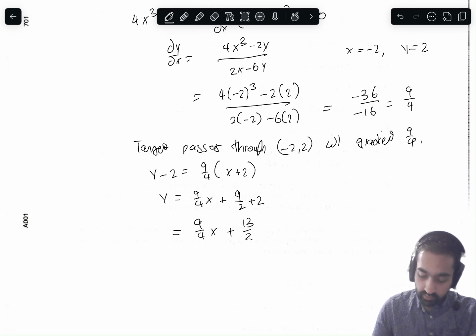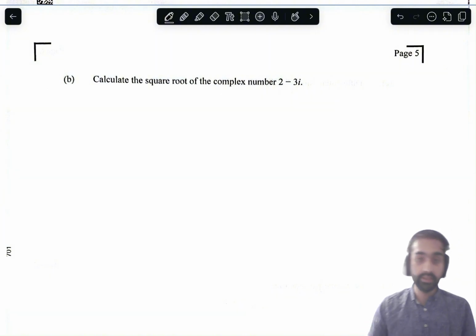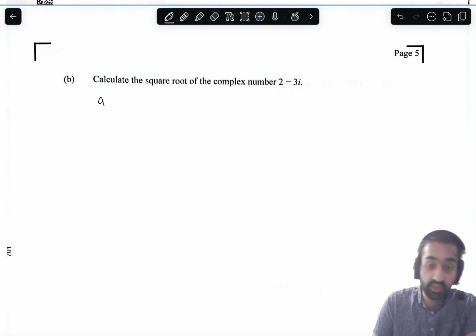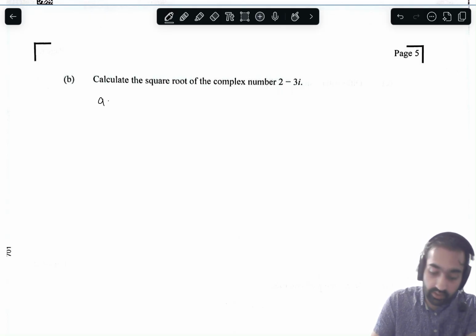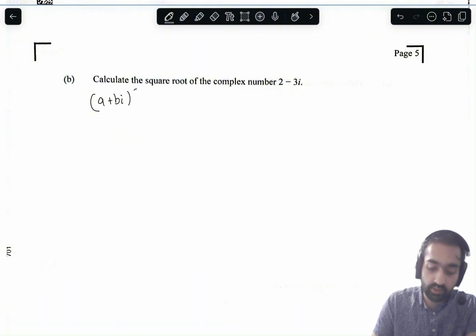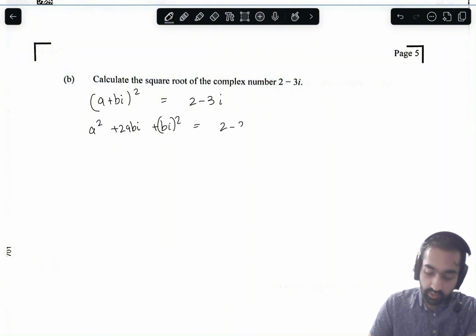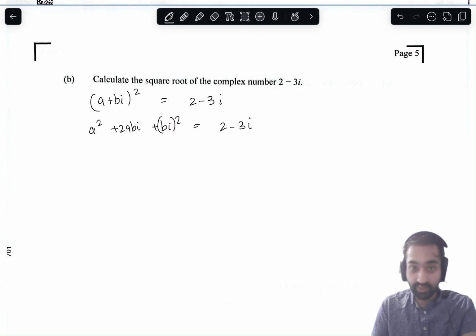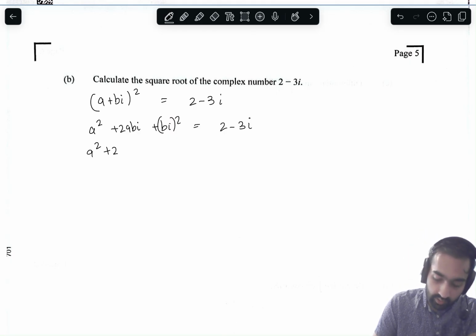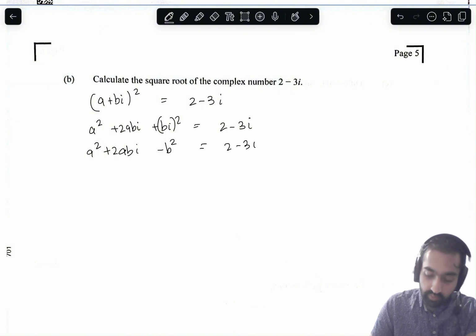Next, find the square root of 2 minus 3i. The way you do that is you set up: if a plus bi is the square root of 2 minus 3i, then a plus bi squared is equal to 2 minus 3i. If I expand the brackets, I get a squared plus 2abi plus b squared i squared equals 2 minus 3i. But remember, i squared is minus 1, so I can say a squared plus 2abi minus b squared equals 2 minus 3i.